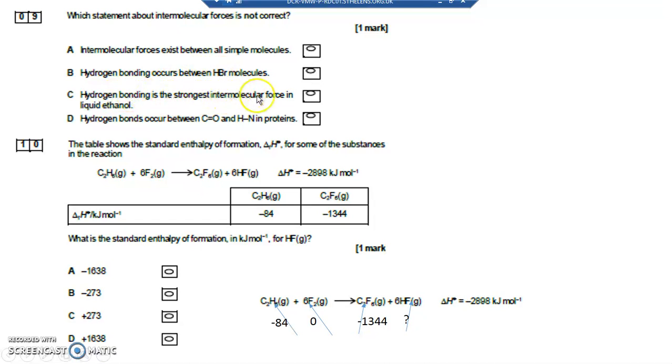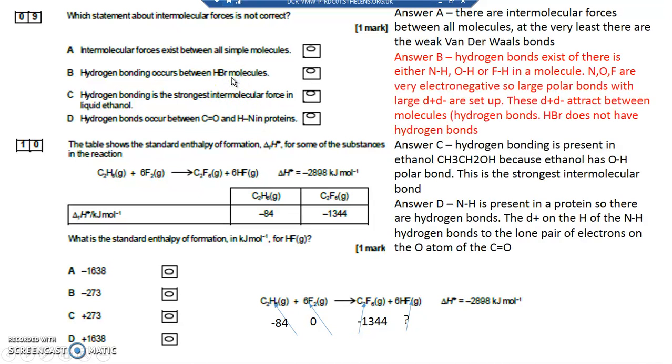Hydrogen bonding is the strongest intermolecular force in liquid ethanol. Yes, hydrogen bonding is always the strongest intermolecular force, and ethanol does have an oxygen bonded to a hydrogen. Hydrogen bonding occurs between CO and HN in proteins. Yes, that's true, because you've got a hydrogen bonded to a nitrogen. Anywhere where you've got a hydrogen bonded to a nitrogen, oxygen, or fluorine, you've got hydrogen bonding. So the answer is B.